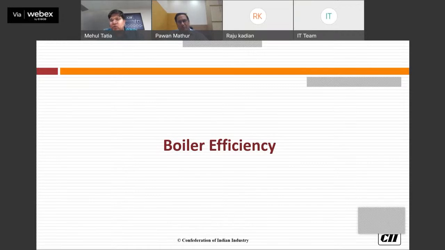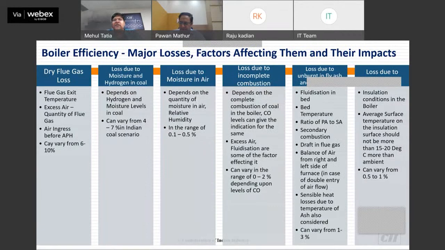So with this, I would like to go into each of these areas one by one. I'll start with boiler efficiency. As you all know, there are around 6 major losses: the dry flue gas loss, loss due to moisture and hydrogen in coal, loss due to moisture in air, loss due to incomplete combustion, loss due to unburnt in fly ash and bottom ash, and loss due to radiation.